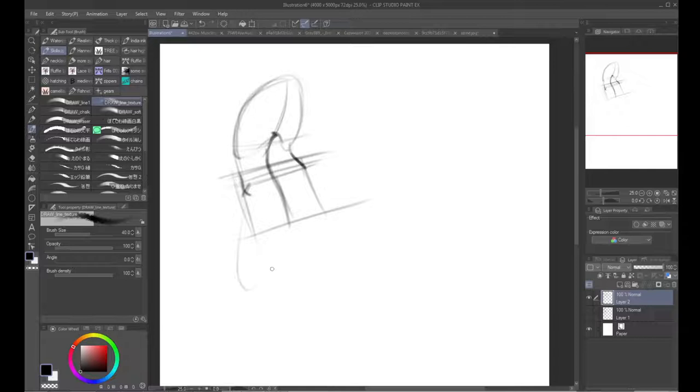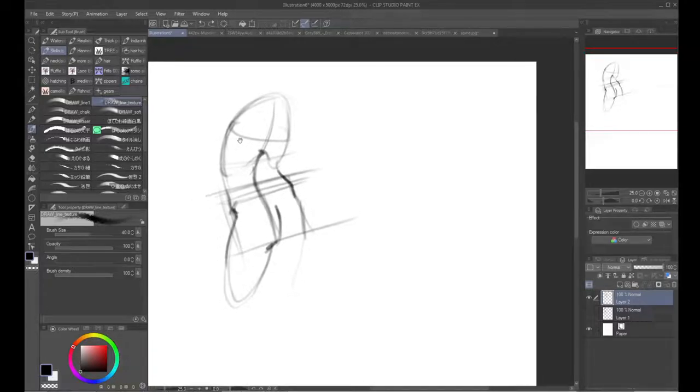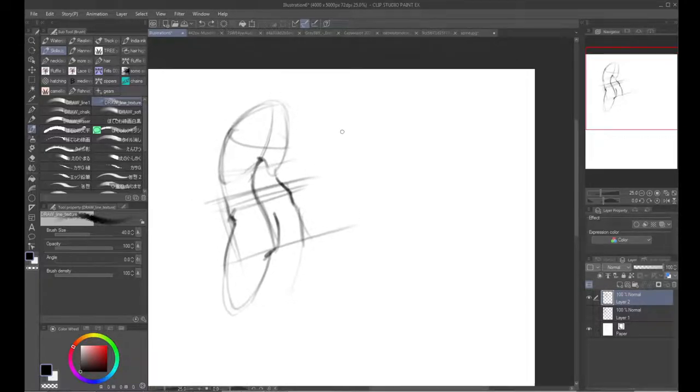So this is our character. It could be, for example, standing like this. We of course don't need the lower part, we just need to create good relational rotation of the ribcage in relation to the pelvis, because the dynamism of the pose is usually rooted in this relation of the rotation of the ribcage and the pelvis.